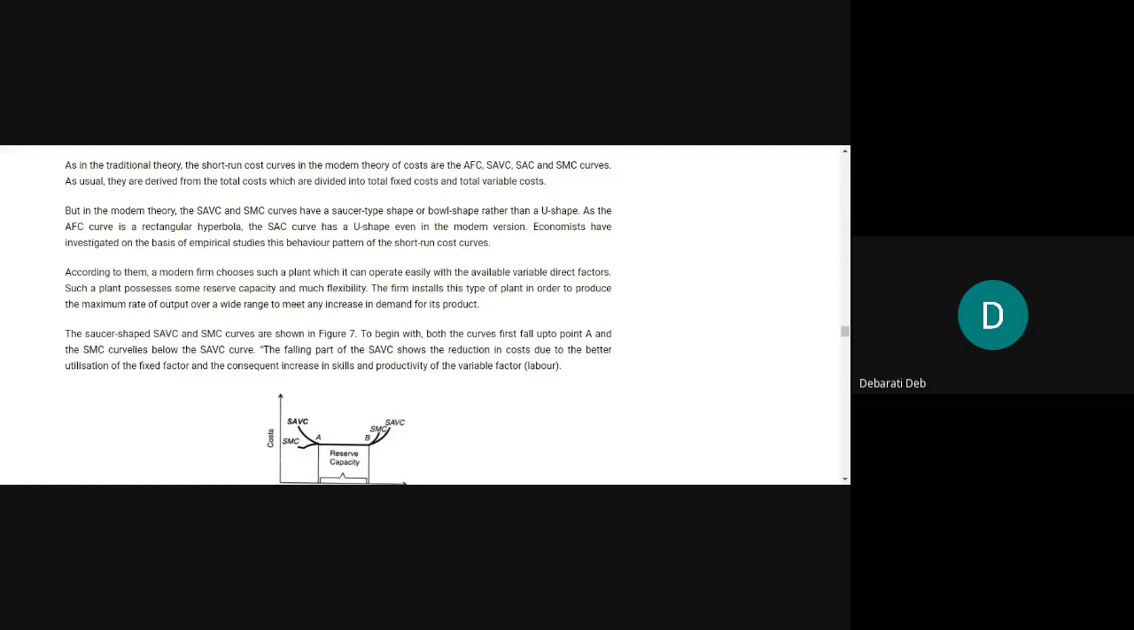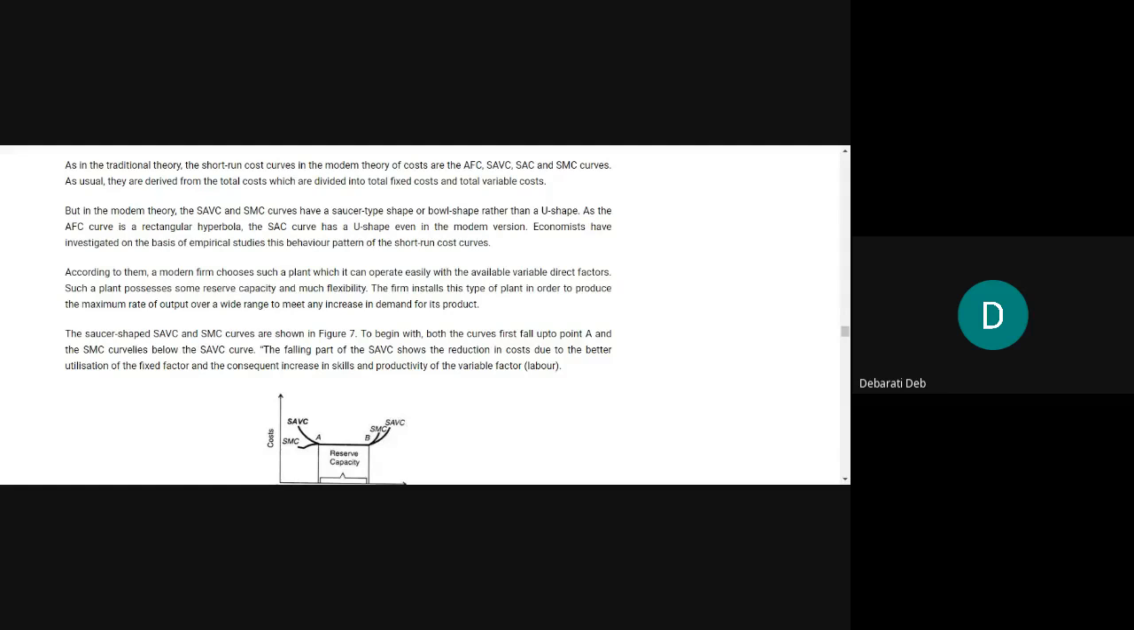Okay, so after matching with the empirical evidences, the economists have verified the behavior pattern of the short run cost curves, and they have told that these should be the shapes. What are the two shapes?